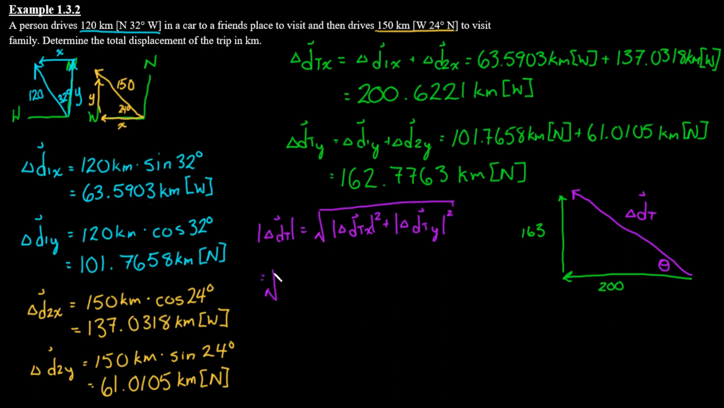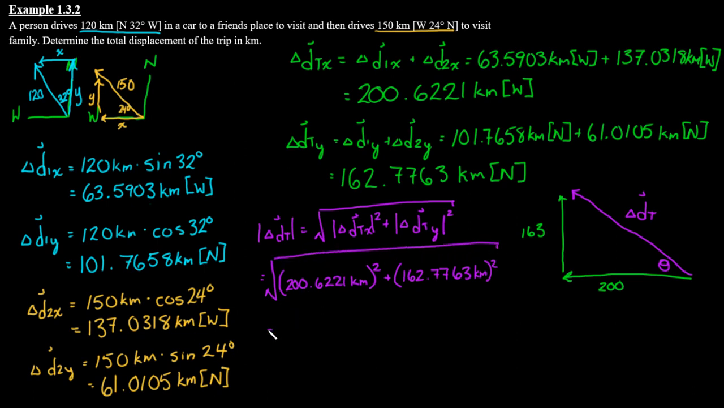So it looks like we have 200.6221 kilometers squared. Remember, I've dropped the direction now because I'm just looking at magnitude. We only care about the size of the total displacement vector in this case. Your y component was 162.7763 kilometers squared.